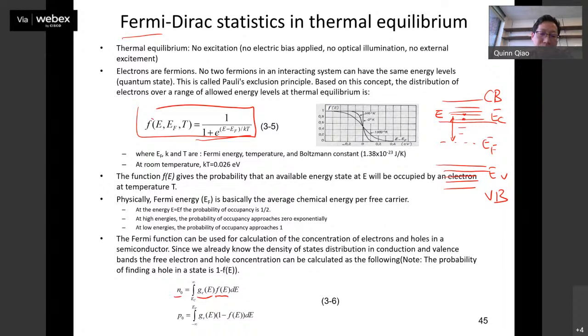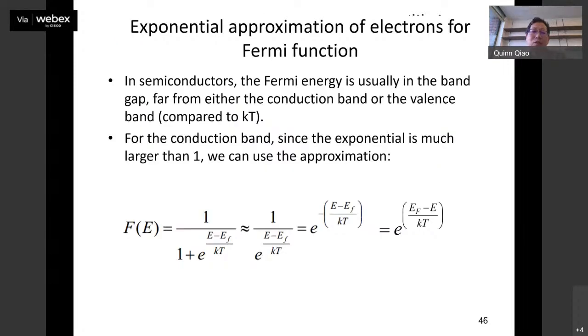The same thing applies to holes: the hole state density, and the states occupied by holes, meaning not occupied by electrons. If occupation by an electron is f, there are only two possibilities: occupied by an electron or occupied by a hole. So 1 minus the probability for electrons is the probability for holes. That's why the hole state density multiplied by the hole probability equals p.